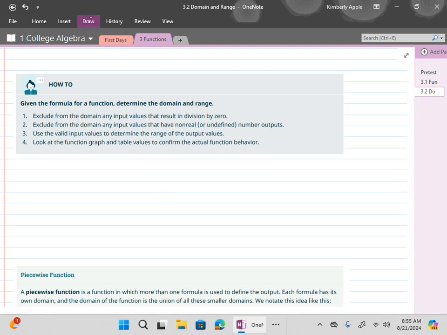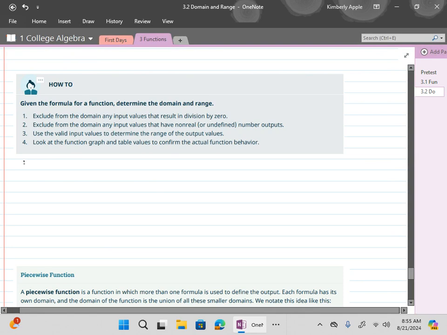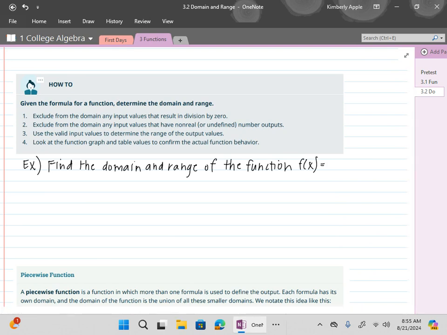Find example. Find the domain and range of the function f of x equals, I'm getting old, y'all, 2x cubed minus x.